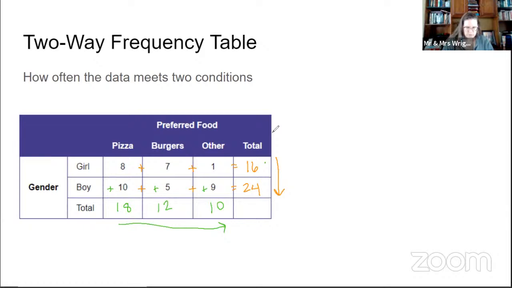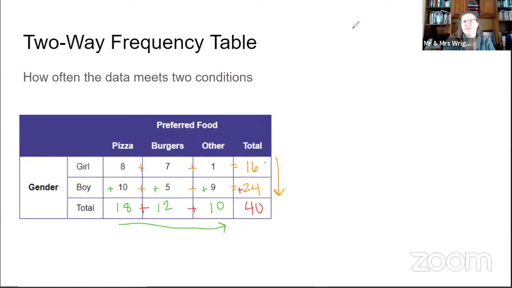16 plus 24 is 40. And then I need to go ahead and add these green ones here just to make sure I get the same number, to make sure I've done everything correct. 18 plus 12 plus 10 is also 40. So I've completed my two-way frequency table, okay? So 40 is this added together as well as this added together, and you should get the same number.